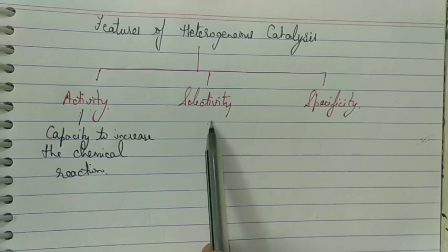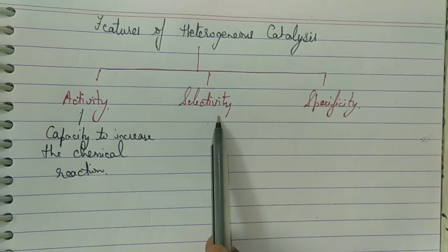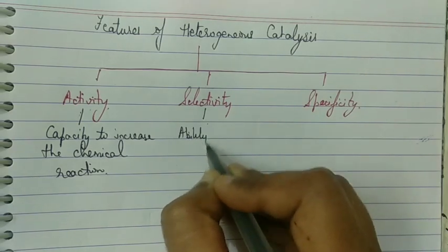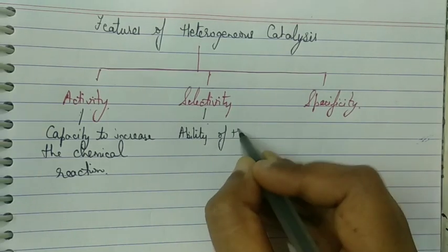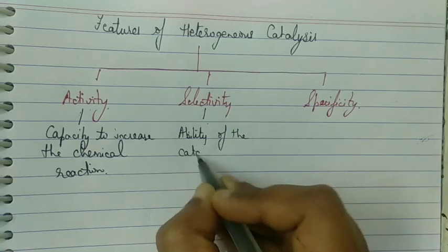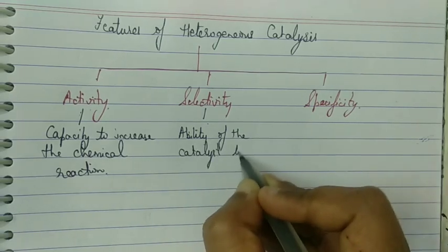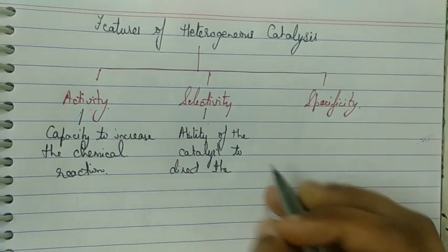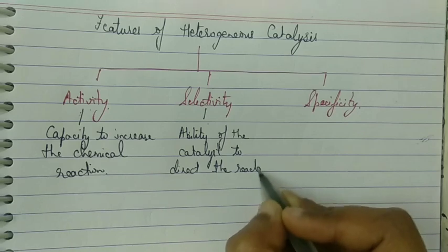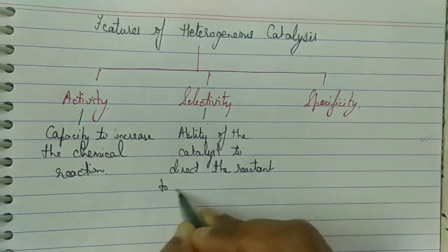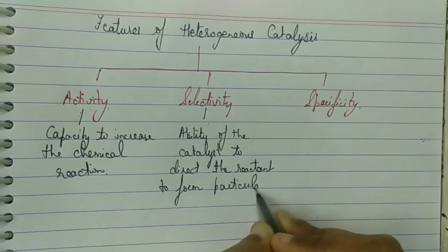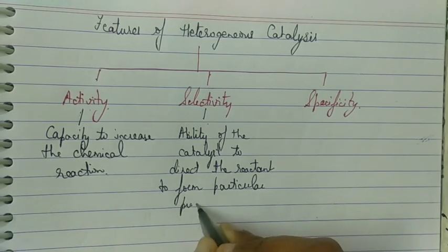Selectivity is basically the ability of the catalyst to direct the reactant molecule. Ability of the catalyst to direct the reactant to form particular products.